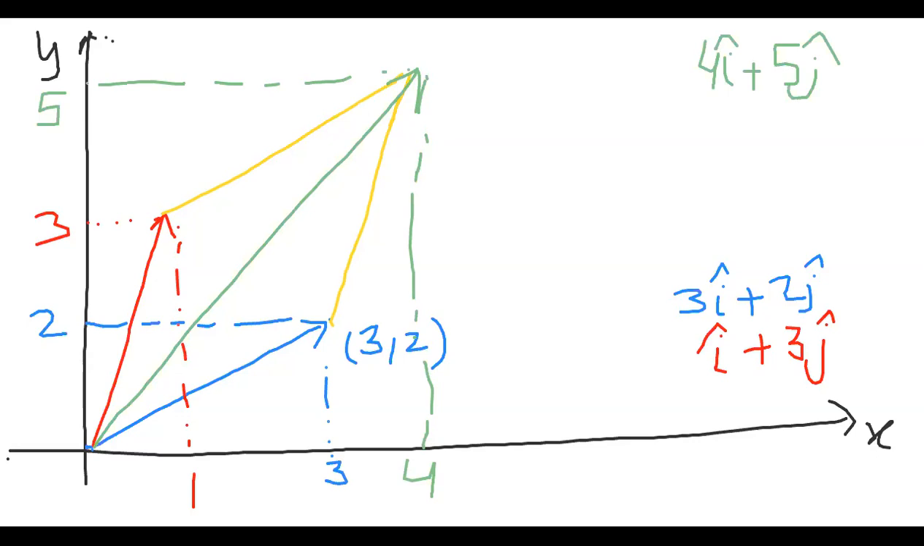But if you look at the i cap j cap form of the two vectors that I've written here, then if we simply add separately the i cap j cap components, I'm going to get here 4 i cap plus 5 j cap. Right? This is so wonderful. We have reduced the complicated parallelogram law into a simple arithmetic addition.